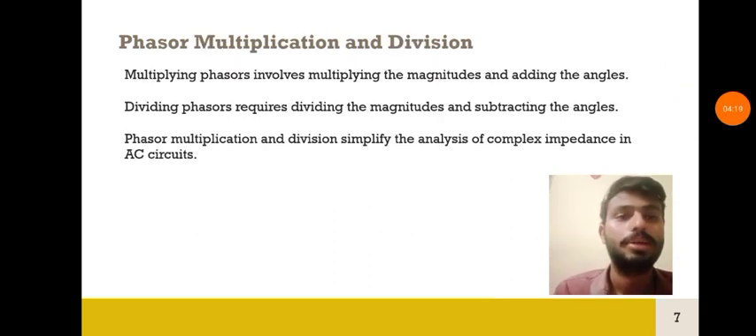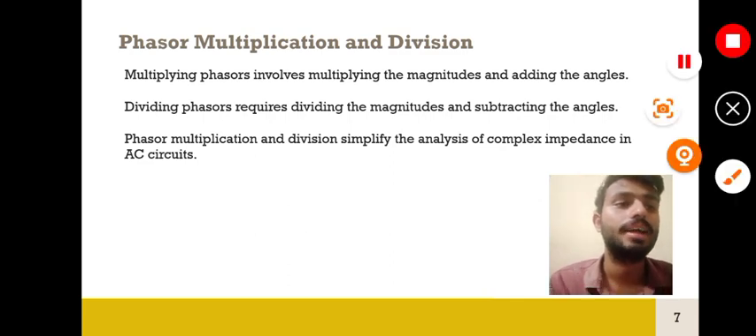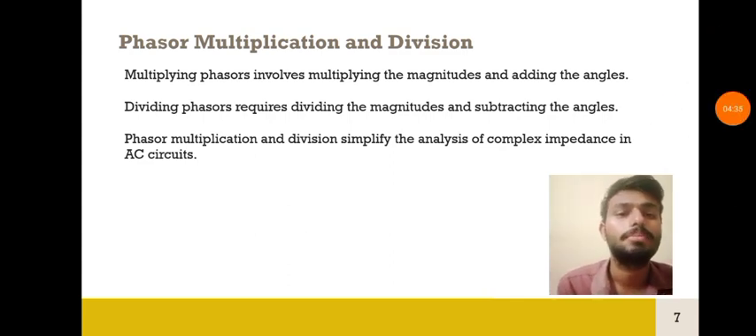Phasor multiplication and division. Multiplying phasors involves multiplying the magnitudes and adding the angles. Dividing phasors requires dividing the magnitudes and subtracting the angles. Phasor multiplication and division simplify the analysis of complex impedance in AC circuits.